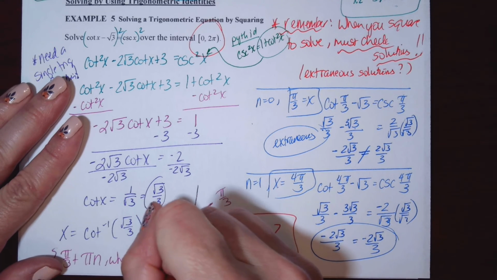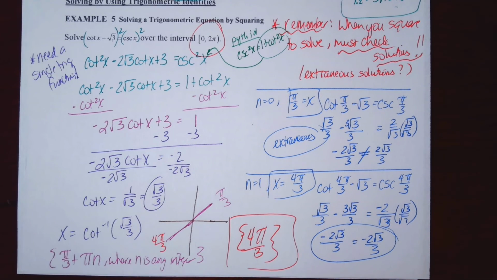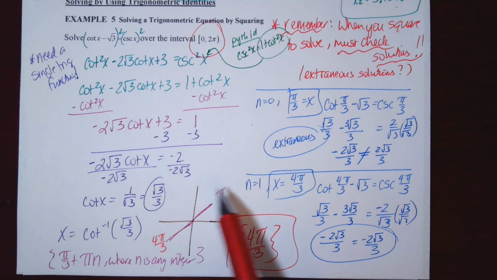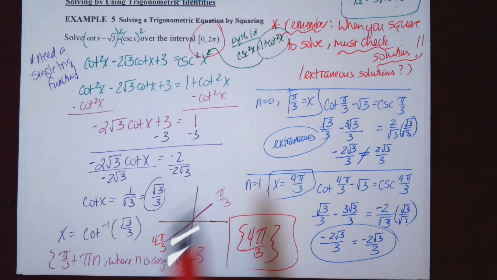And if I were not restricted to an interval, I would have the solution set of 4 pi thirds plus 2 pi n, because it's only when the angles land down here in quadrant 3, so that my cosecant function value is negative, that I get a valid solution. Anytime the angle lands up here in quadrant 1, my cosecant function value would be positive, and it's not going to work.